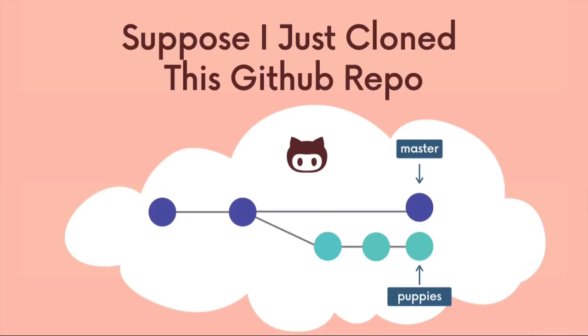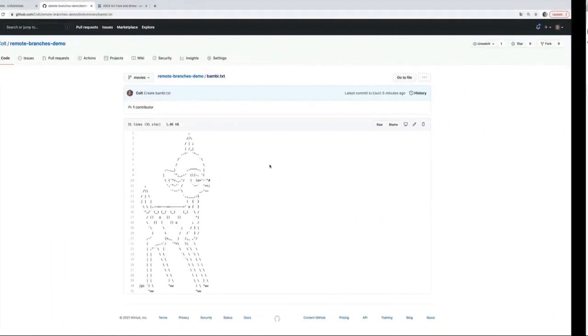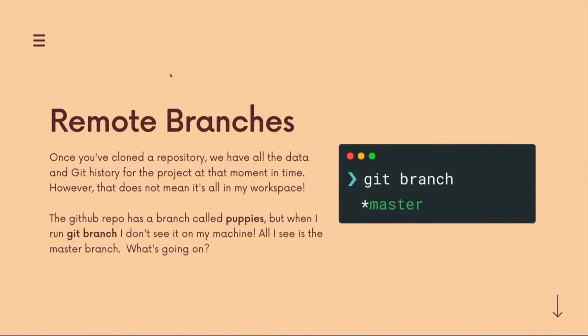Well, it's actually not bad at all. I'll demonstrate it here. So in our example on these slides, we have a master branch that's the default and a puppies branch. Both of these are on GitHub. So when I clone that project, I get all the history, all the data, but that does not mean that it's all in my workspace at once. So as we saw, when I typed git branch, we only saw main, or in this example, master. I don't see all these other branches, right? Just main. So what exactly is going on?